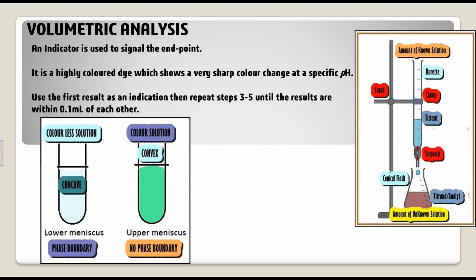If it is a colored solution, it looks convex. There you cannot see any phase boundary. In that case, you have to take only the upper meniscus reading for a colored solution.